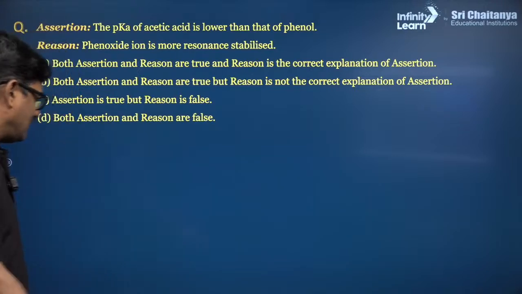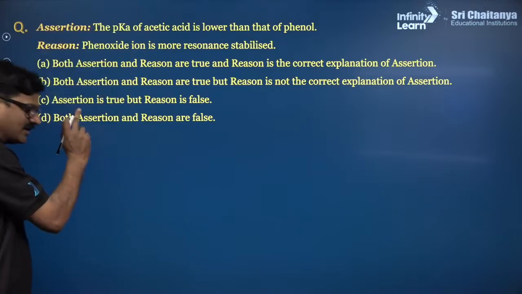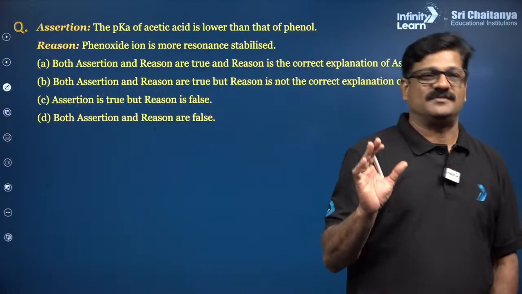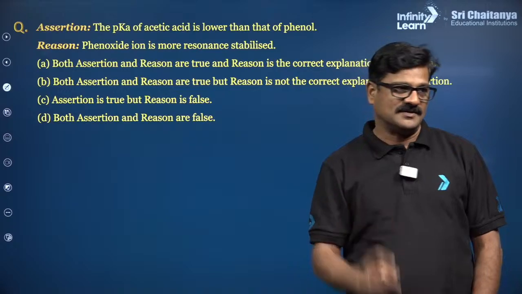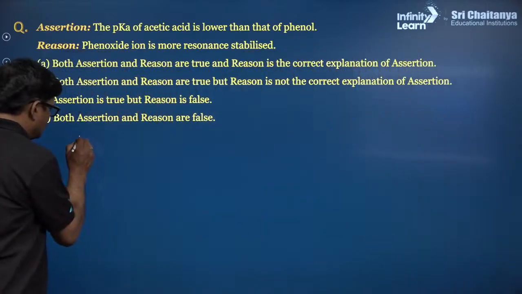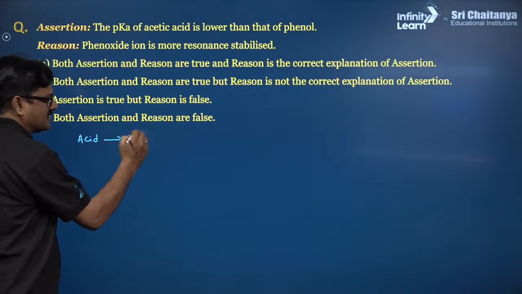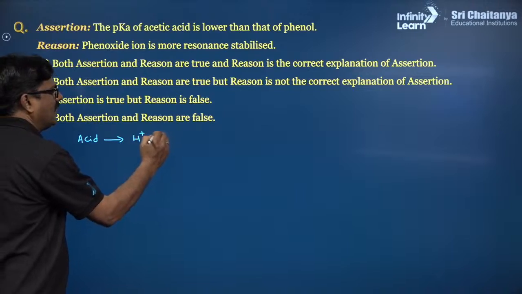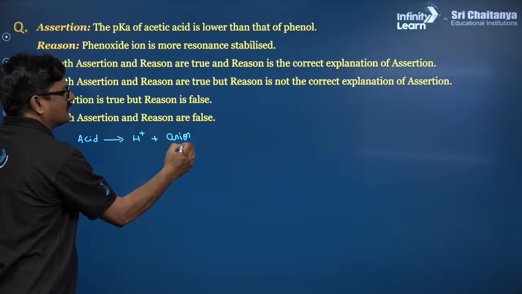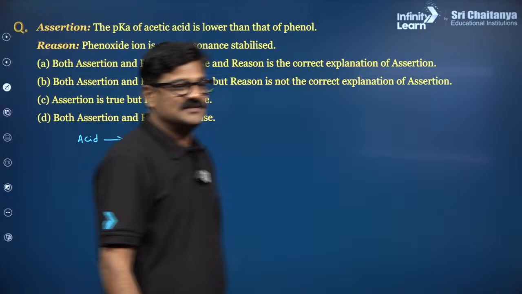Perfect. Here, this is a very important concept. It is an organic chemistry question, and it is linked to physical chemistry. So, how can you answer this? When you talk about an acid, it is going to give rise to H plus, and its anion is going to be given. That is what you call the conjugate base.